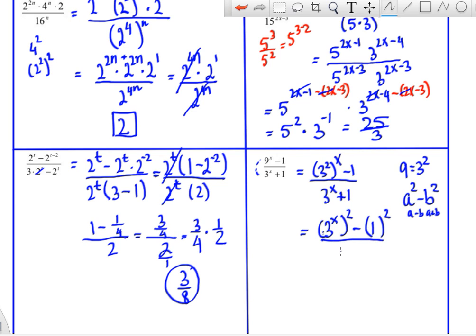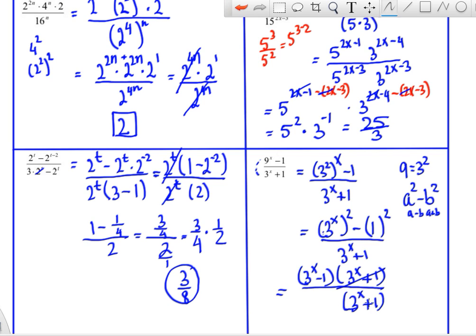I do need to keep in mind that I do have a denominator at this point still. So what do I have? So that's a minus b, so that's a 3 to the power of x minus 1, times an a plus b, so that's a 3x plus 1. All of this is divided by 3 to the power of x plus 1.